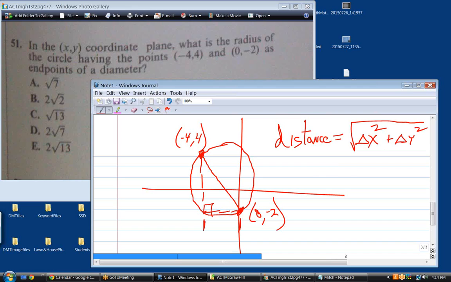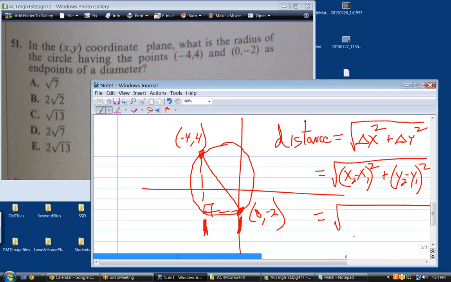Well, what is delta x? Delta x is x sub 2 minus x sub 1, but really we're going to square it, so we don't care if we come up with a positive number or a negative number. Delta y is y sub 2 minus y sub 1, squared. Well, what's x sub 2 minus x sub 1, which is to say, what is this distance right here? Like I said, I don't care if it's negative or positive because I'm going to square it anyway.